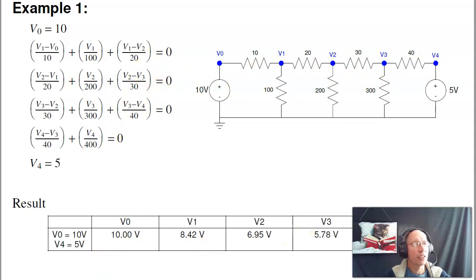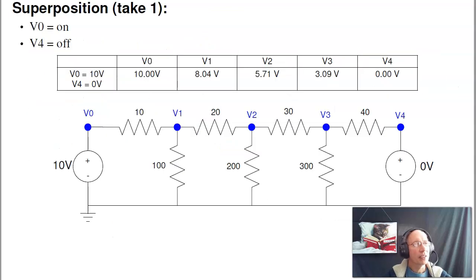And if you solve, you'll get V0 is 10, of course, V4 is 5, and the voltages V1 to V3 are something between 5 and 10. That's what we've been doing previously. There's a second way to solve. The second way would be to use superposition.